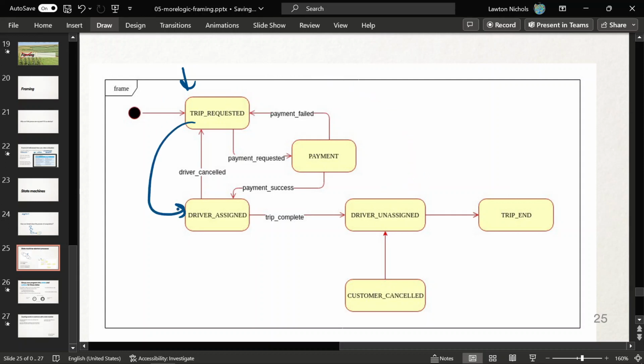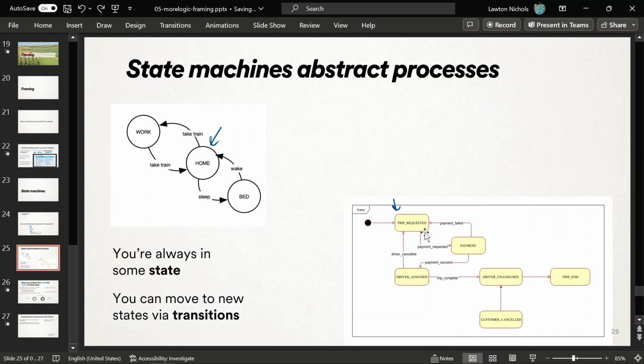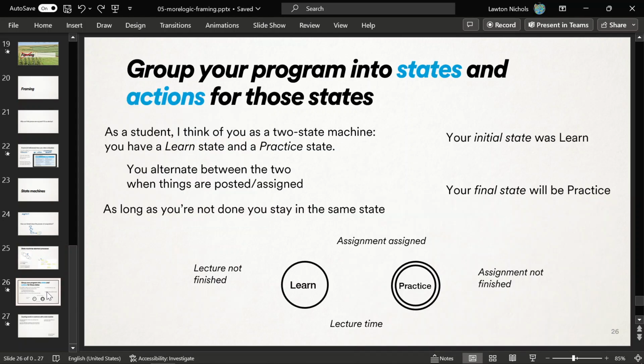Or from trip requested to driver assigned without going through payment. You can prove, if you implement it like this, that you must have gone through the payment state, which is very important, I'm sure, for somebody who's trying to make money off of their app. Any questions about that? That's why state machines are cool. You can prove properties of your programs very easily. You can see, just in a graphical format, that one thing could not possibly happen if you stuck to that. Right?